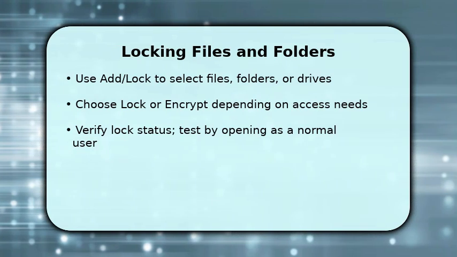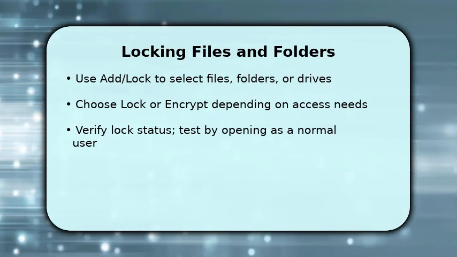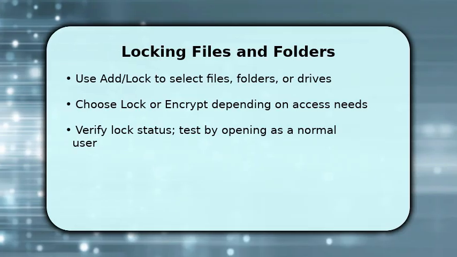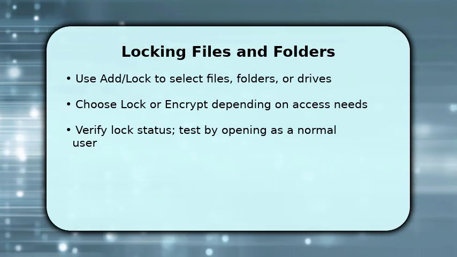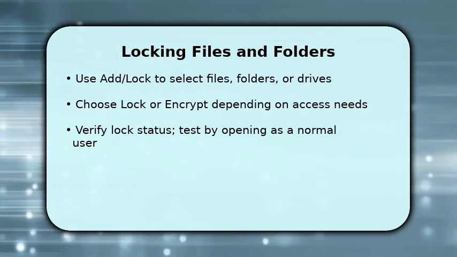Now you'll add items to Folder Lock. Click Add or Lock, then navigate to the files, folders, or drives you want secured. Choose Lock for quick access control or Encrypt if you need stronger protection and offline safety. Encryption creates a secure locker file.